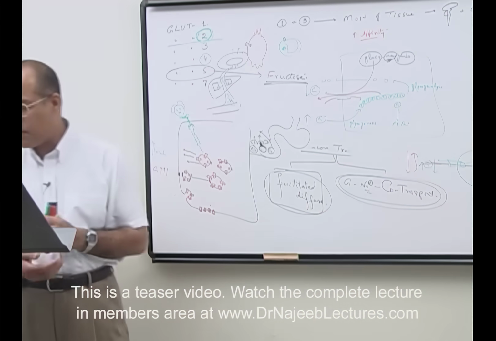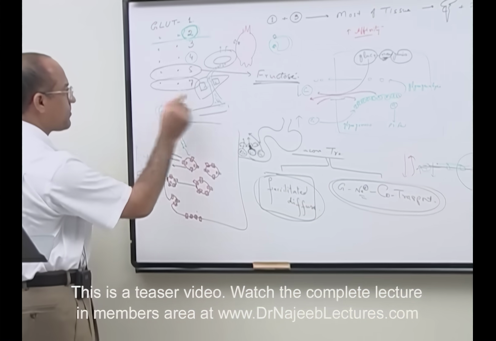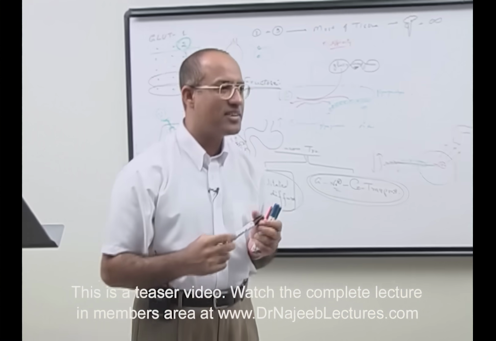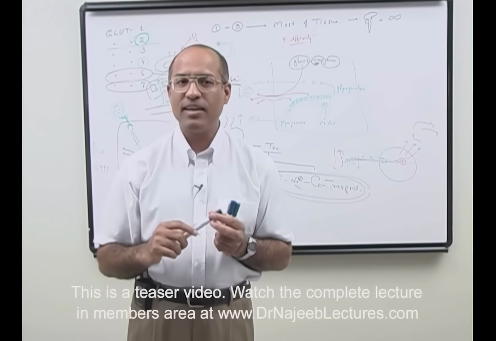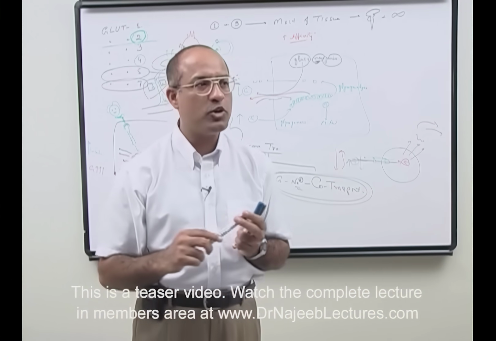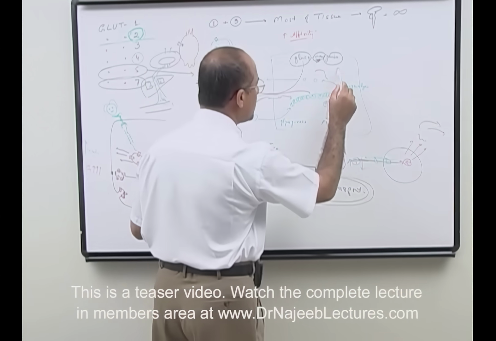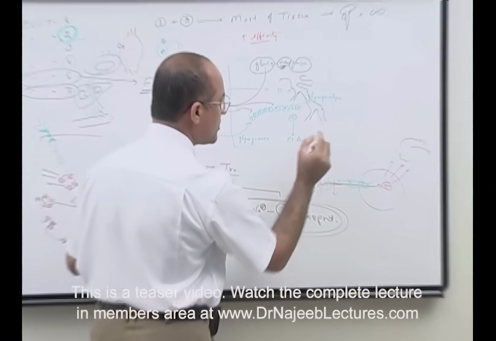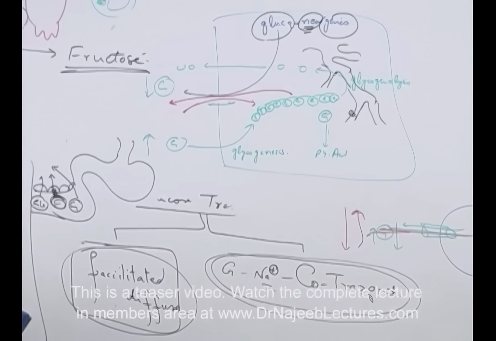Okay, so this was something about glucose transporters. Type 7 transporter. Type 7 glucose transporters are present in the endoplasmic reticulum. Endoplasmic reticulum is a network of tubules within the cells. And these networks of tubules have glucose transporter 7.